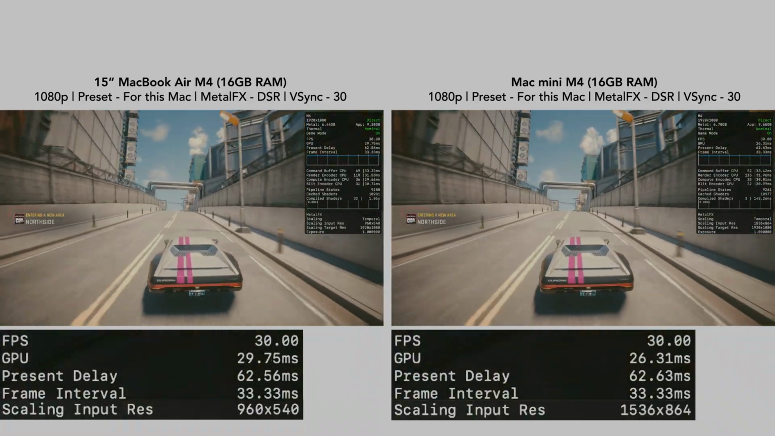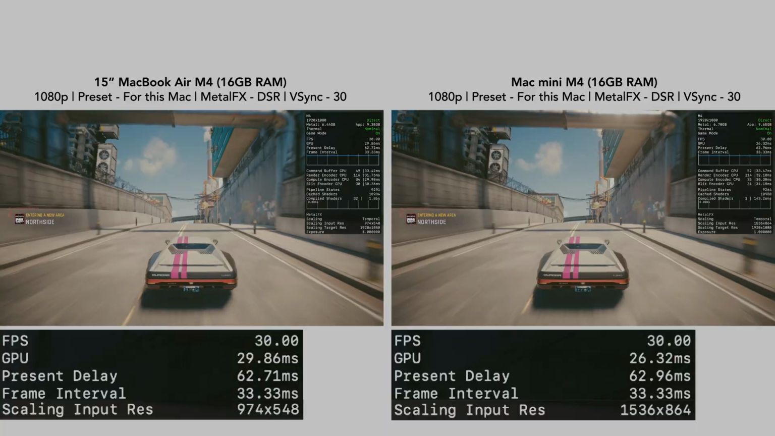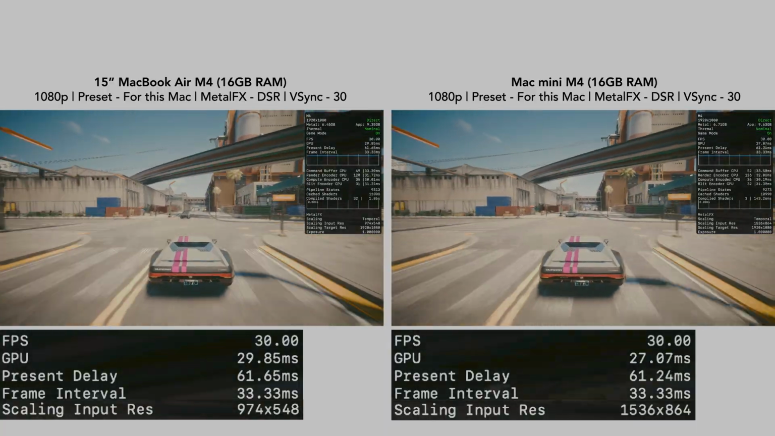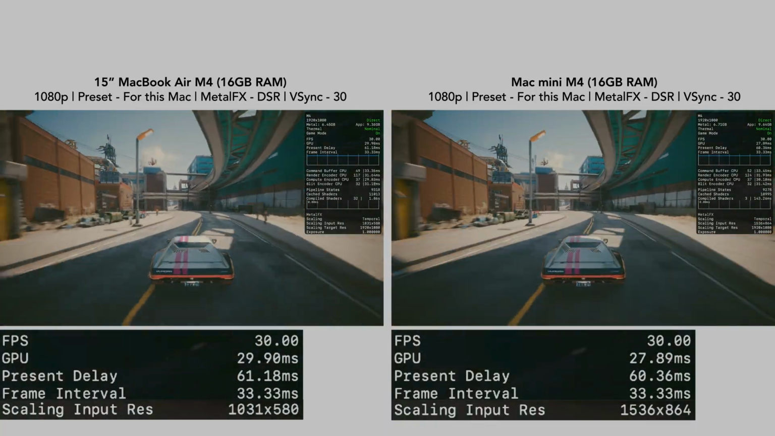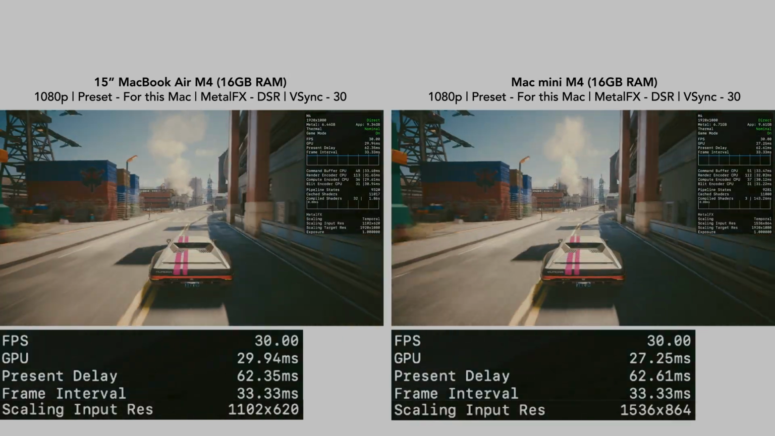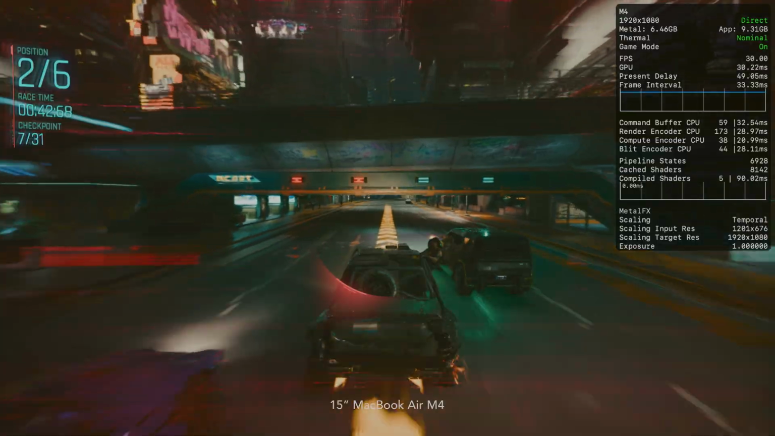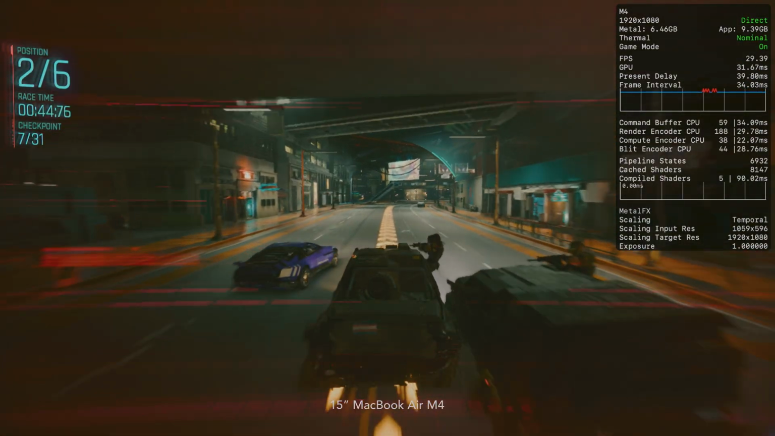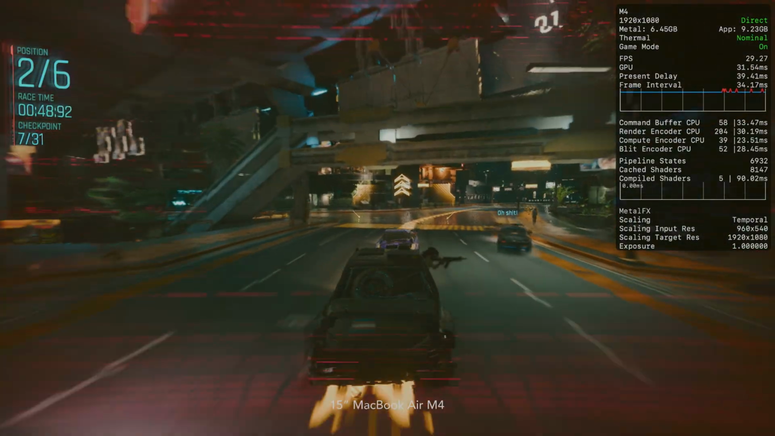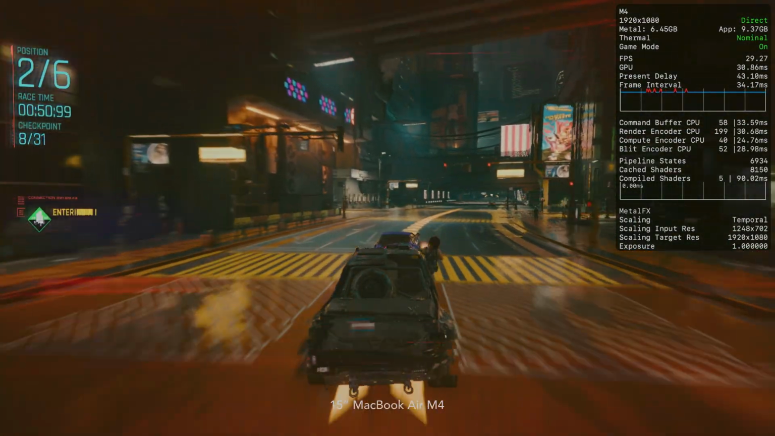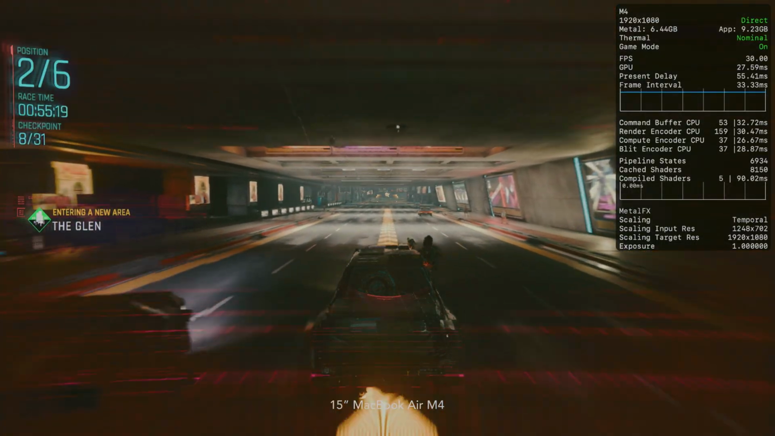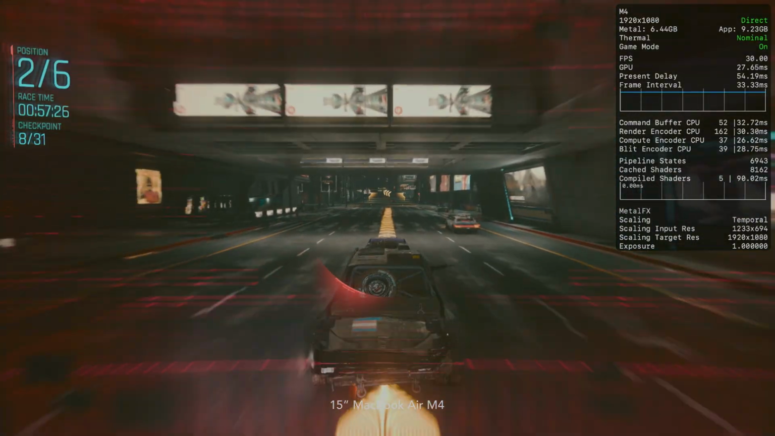But what's interesting is that on the MacBook Air, if we look at the scaling input res, it's more often using a lower resolution to hit the 30fps target. I think that's kind of cool to see. Also, during this race sequence, there are some minor frame pacing issues, but without access to the HUD, you're simply not going to notice. I like playing the game this way, as the frame pacing is even and the game looks fine.